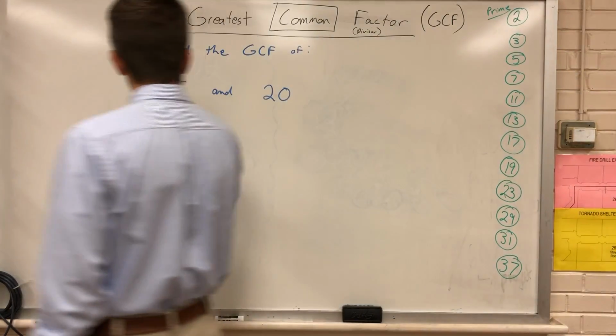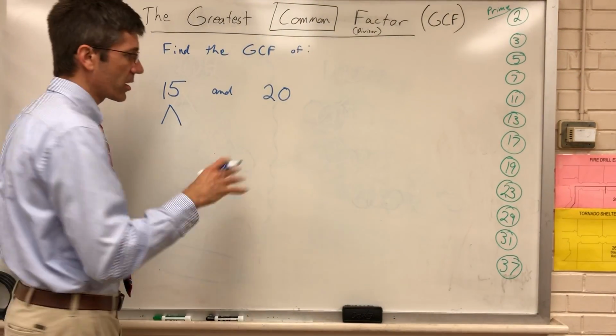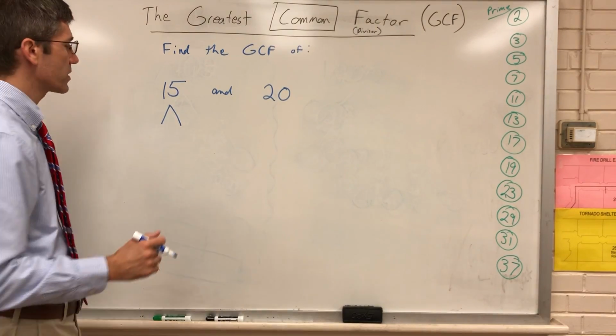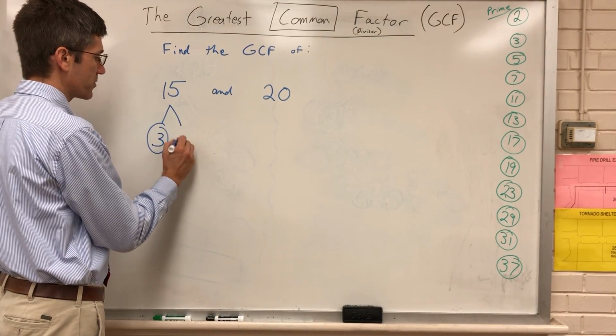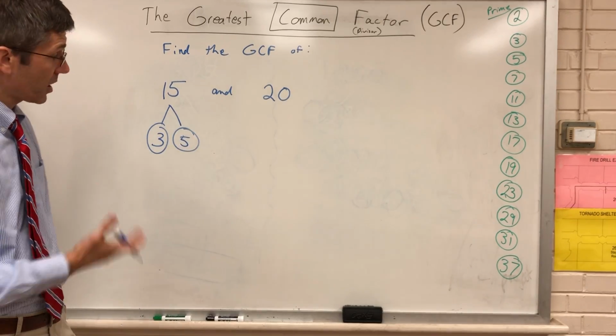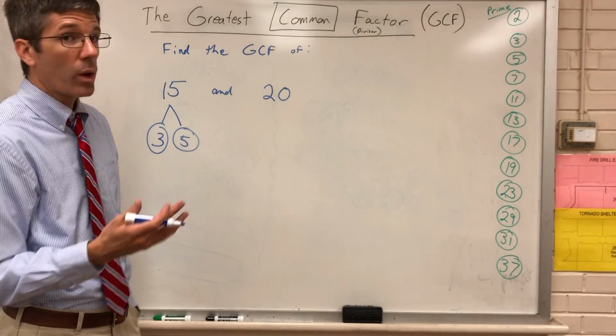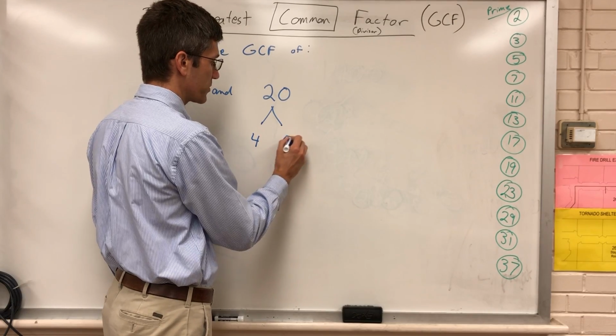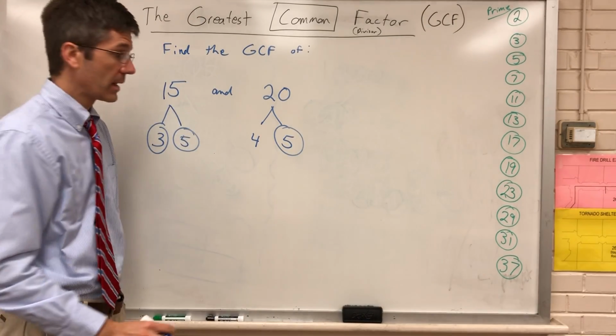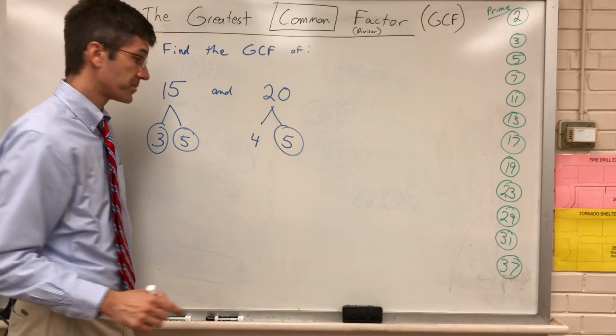So let's find two numbers that multiply to give me 15. And I'm not going to go through the big process we did in the previous lesson. Let's just do this. So 15 is really 3 prime times 5 prime. Okay, 3 fives give me 15. 20 is really 4 times 5. Well, 5 is prime, and 4 is not.